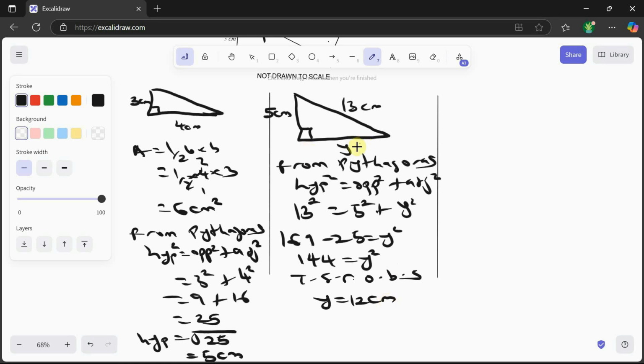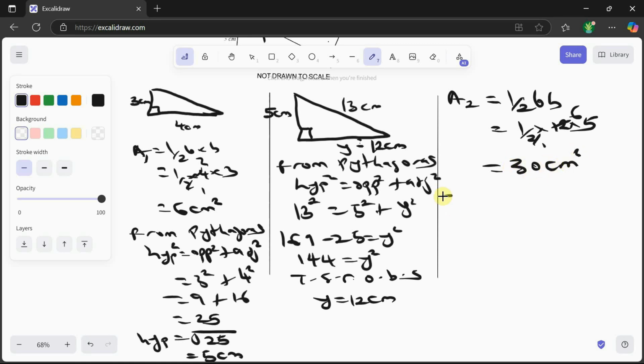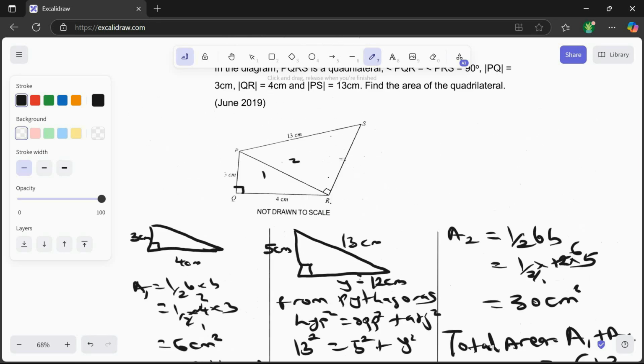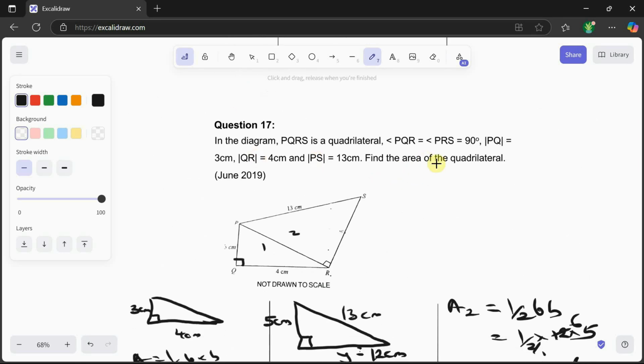So that means that this side here is 12 centimeters. So I can find the area. This is A1, and I can find A2, which will be half base times height, and that will be half times 12 times 5. 2 here 1, 2 here 6. So 6 times 5 is 30, so 30 centimeters squared. So the total area would just be A1 plus A2, and that will give me 6 plus 30, which is equal to 36 centimeter squared. And that answers the question that we have been asked.